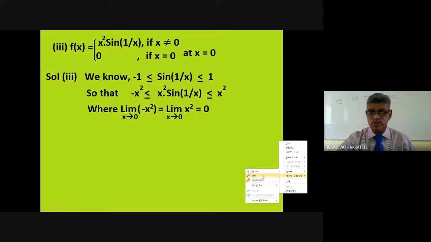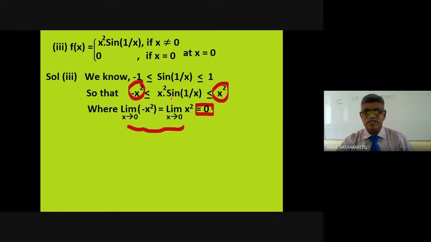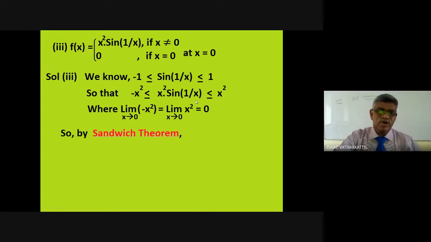And the limit of minus x squared when x tends to 0, from below or above, makes no difference. The limit of this and the limit of this are equal. No matter whatever it is, they are equal. If f(x) is less than or equal to g(x) is less than or equal to h(x), and f(x) and h(x) have the same limit at a point, then the middle function also has the same limit. That is the sandwich theorem.